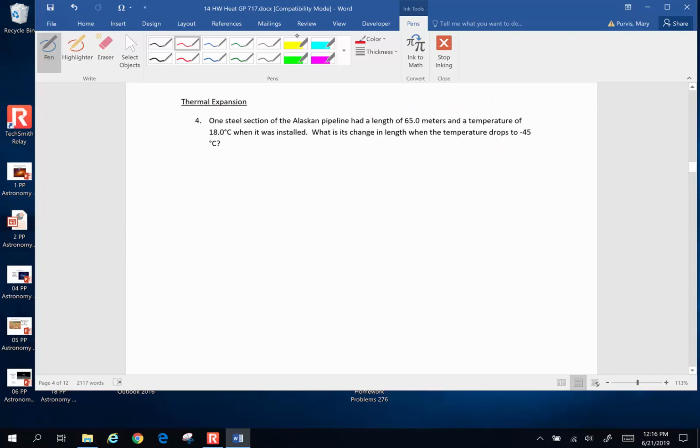And this one says, one steel section of the Alaskan pipeline has a length of 65.0 meters and a temperature of 18 degrees Celsius when it was installed. What is the change in length when the temperature drops to negative 45 degrees Celsius?